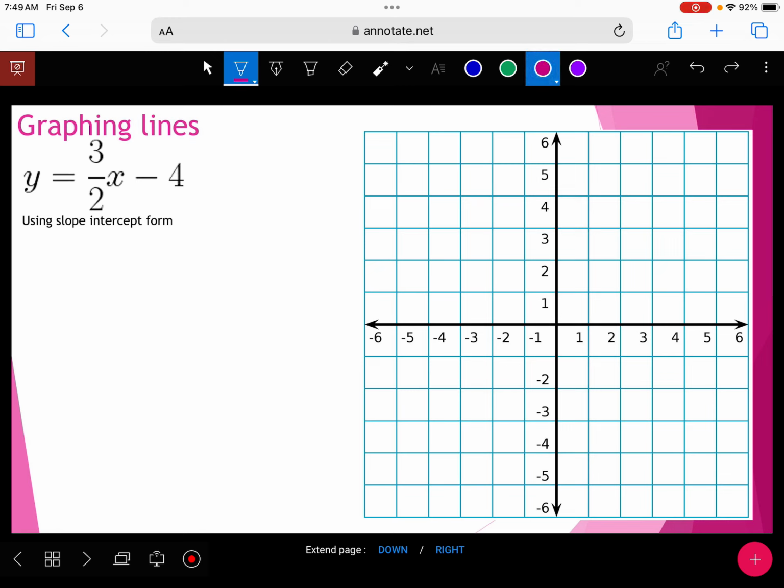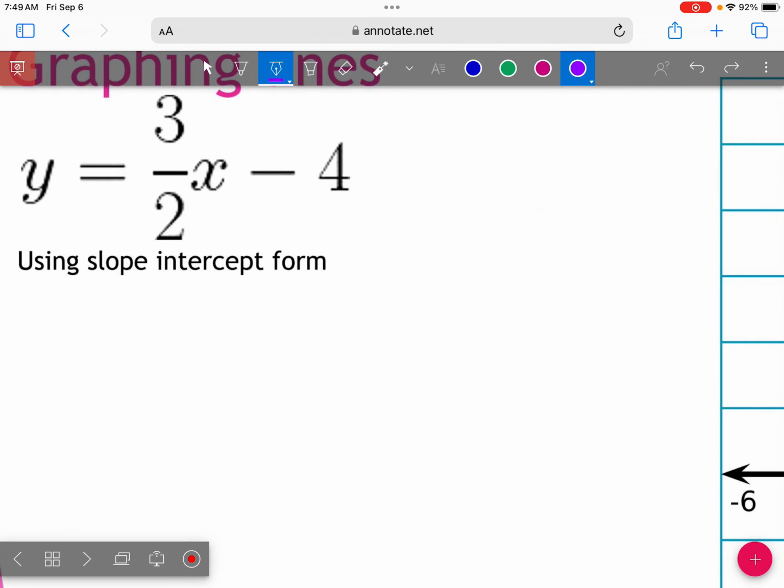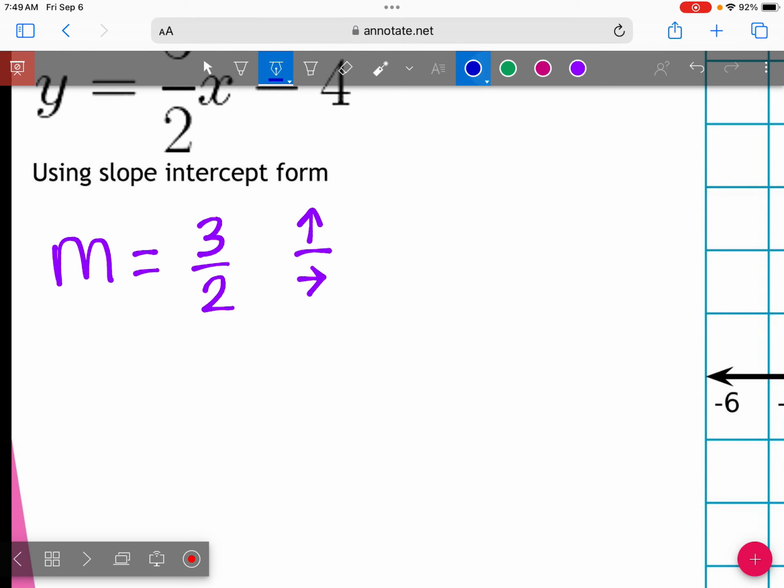So when we're using our slope-intercept form, it's really handy to write those pieces down. So what is my m? What is my slope? 3 over 2. Remember, that's my rise over my run. What is my b? Negative 4. Watch that sign right there.